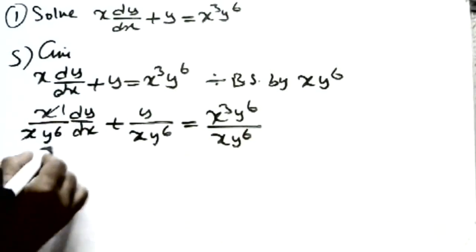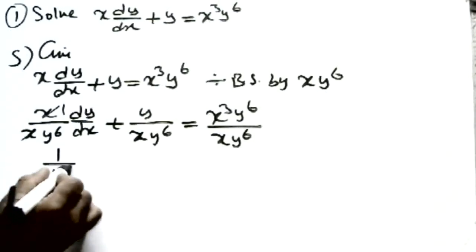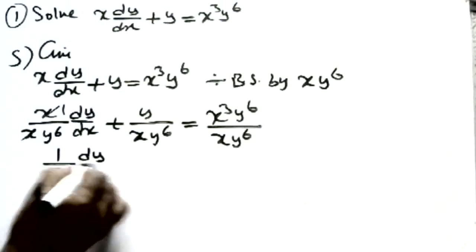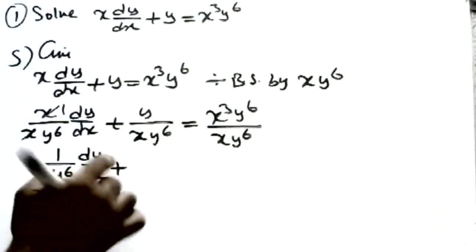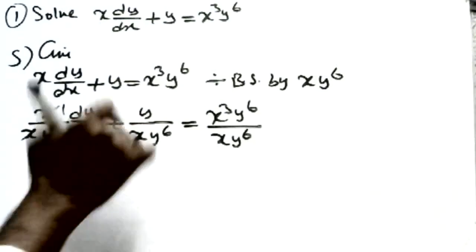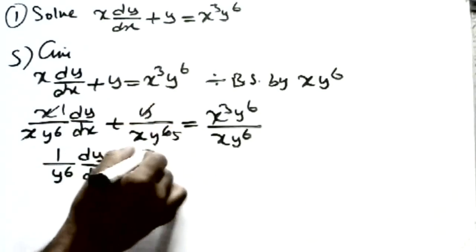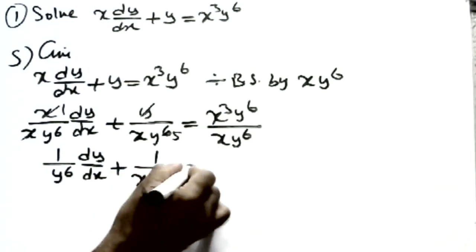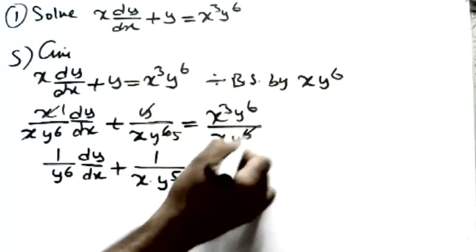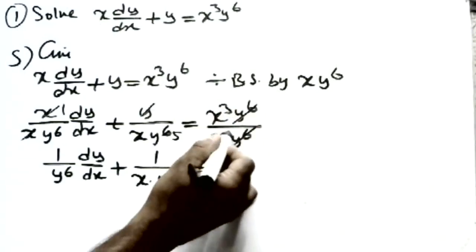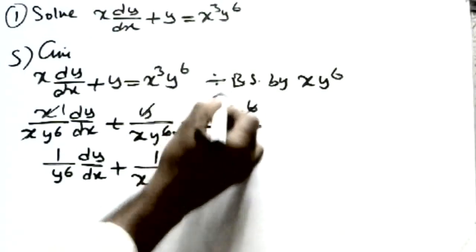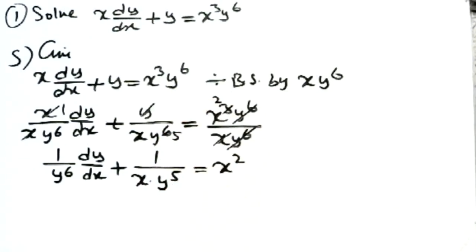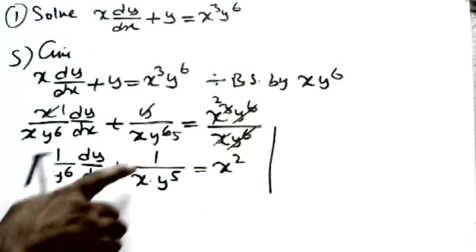Now you see here this x will get cancelled. 1 divided by y power 6 dy by dx. Now see what is left here. If we cancel this one, it will become y power 5. 1 by x into y power 5 equals, see, y power 6 and y power 6 will get cancelled, and this x will cancel, and you get x square left here. This is the next step.